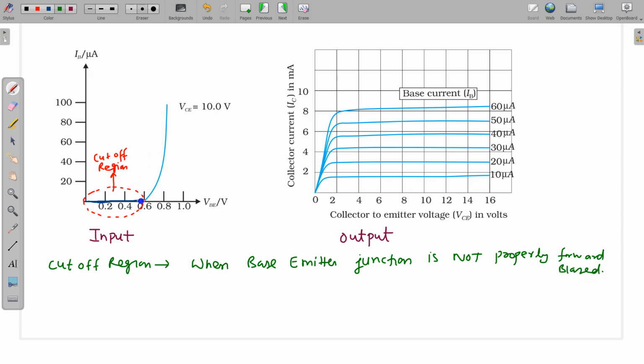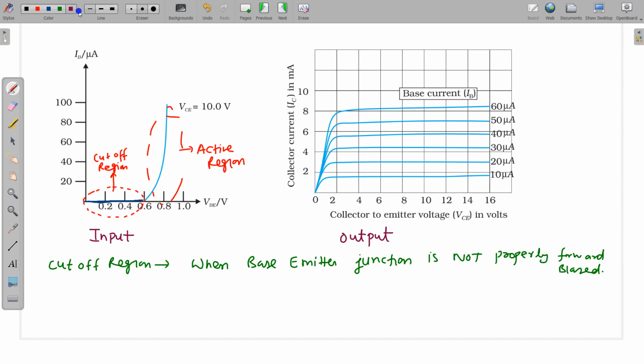It is conducting when the voltage is greater than 0.6 volt. For a silicon diode, the normal value is 0.6, 0.7. Then it starts conducting and the current starts increasing rapidly. So this is the cutoff region, and after that this region is called the active region.